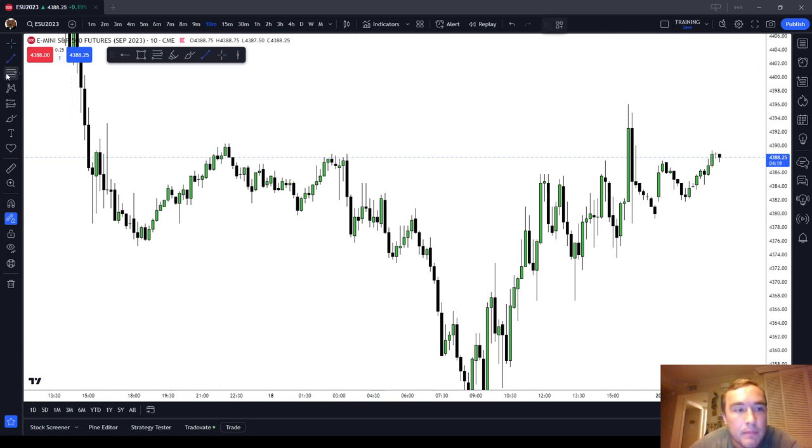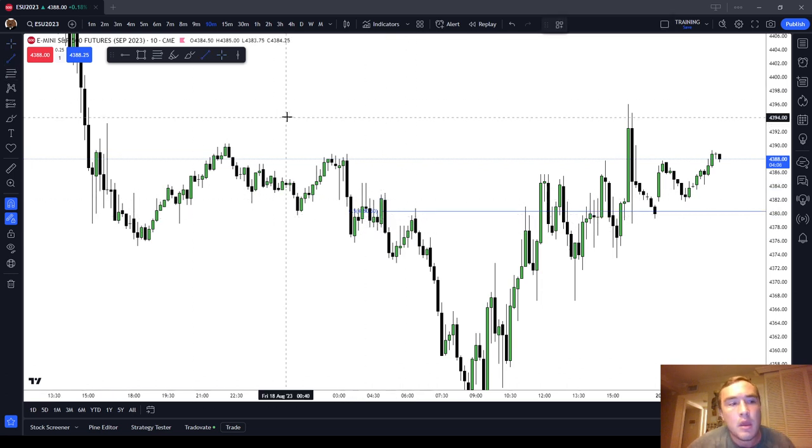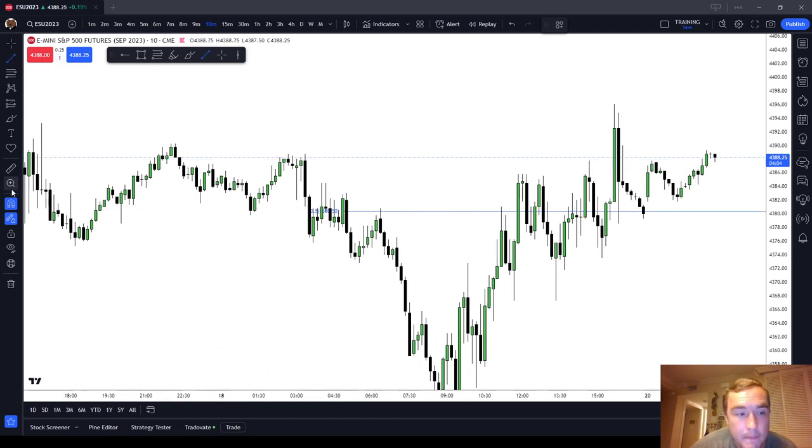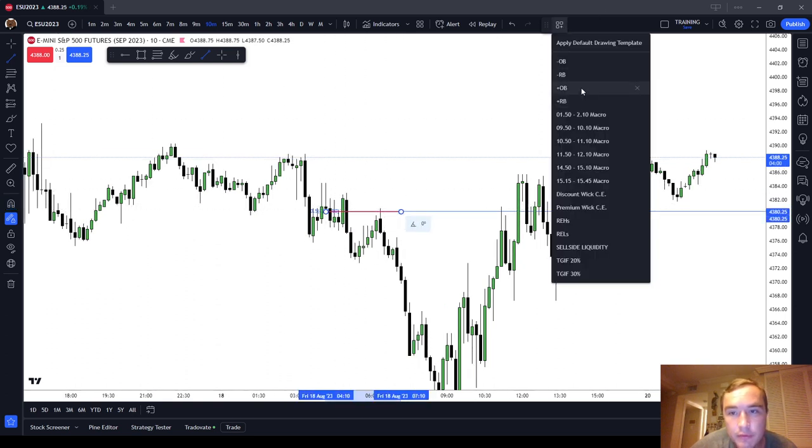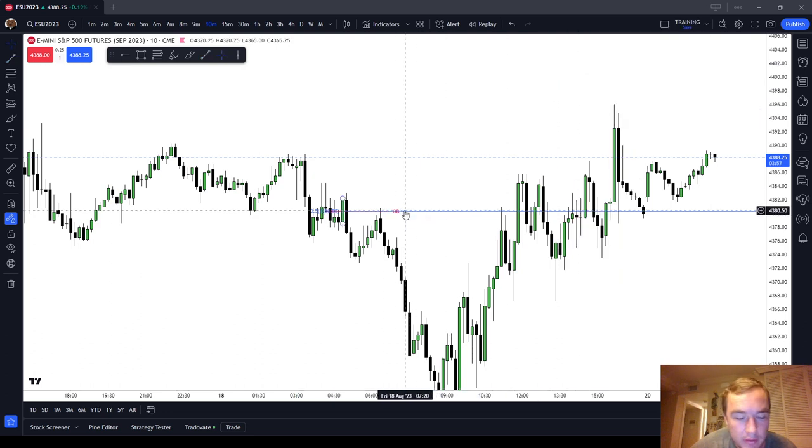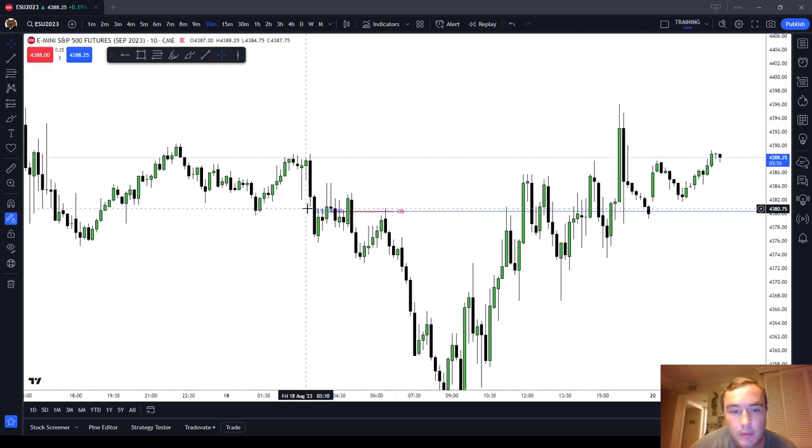The ICT bearish order block, what you want to do with it, is when you have a green candle in a down move, take the candle itself or just the candle body. You can use just the candle body, and then take 50% of that. And I use a drawing, Michael uses the same one, it's just negative OB or minus OB.